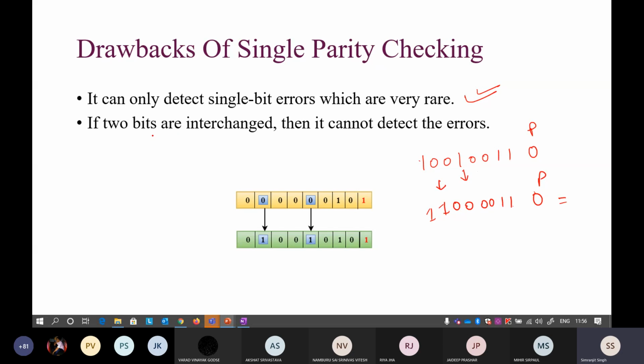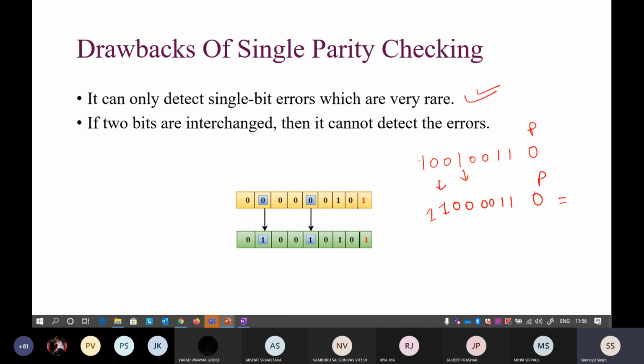The first drawback is that it can only detect single bit errors. Single bit errors are very rare, so parity can only be checked by using this. Another thing is if two bits are interchanged, then it cannot detect the error. In this particular case you can see the two bits here are interchanged and there is no effect on parity. That is the drawback of it.